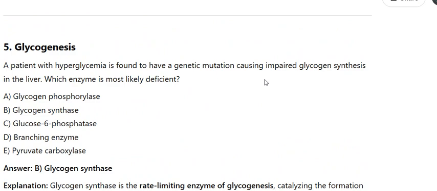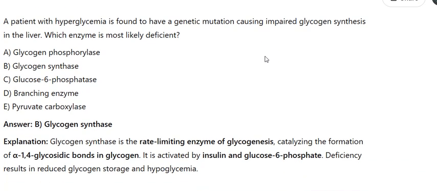Glycogen synthase. Explanation: Glycogen synthase is the rate-limiting enzyme of glycogenesis, catalyzing the formation of alpha-1,4 glycosidic bonds in glycogen. It is activated by insulin and glucose 6-phosphate. Deficiency results in reduced glycogen storage and hypoglycemia.